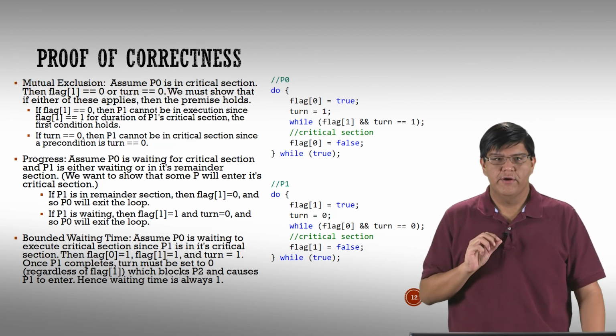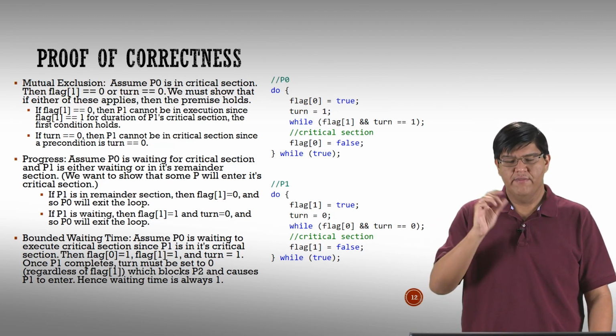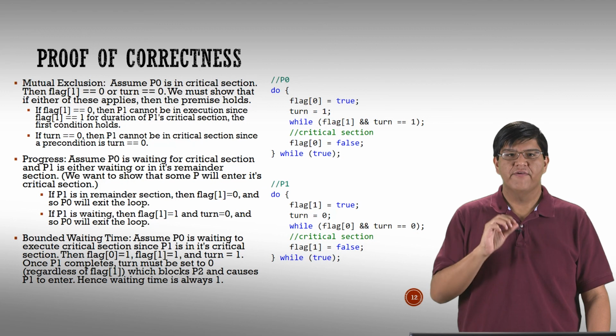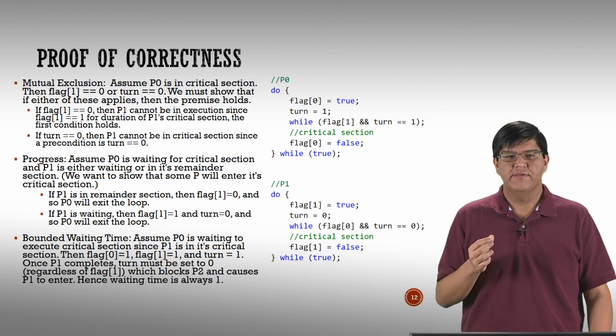Oh, just one quick note. Also in the slide deck, and in the book as well, you'll find a proof of correctness for this algorithm. What it does is show that Peterson's algorithm is a way to solve the critical section problem. So it tries to show those three properties hold.